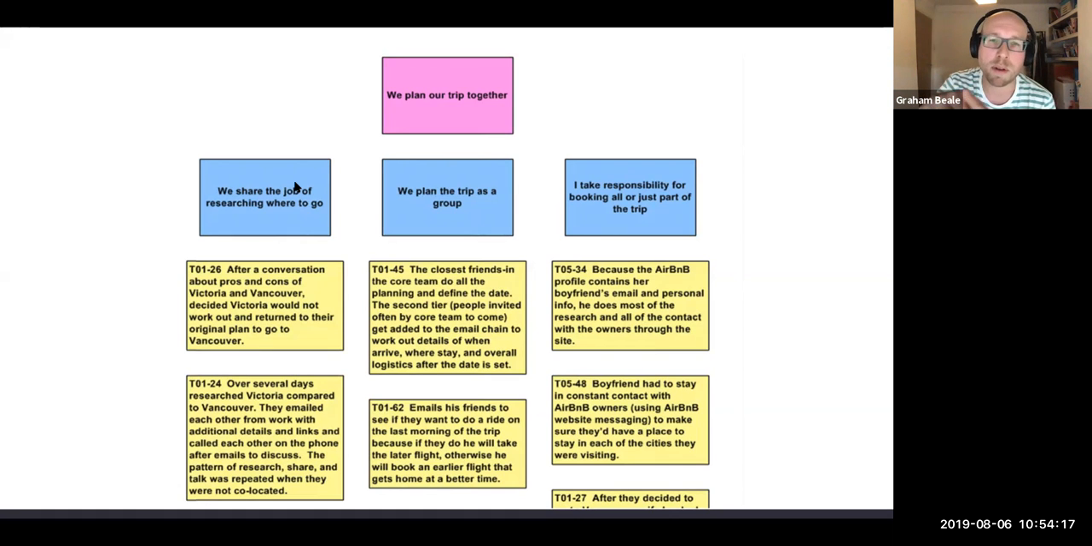We plan the trip as a group. I take responsibility for booking or just part of the trip. So you can start to see then very clearly, you've got a team dynamic in booking something where the roles differ. And you're starting to identify from the observations you've got, and you can see some of the cards underneath, how that is backed up with the evidence you've got.